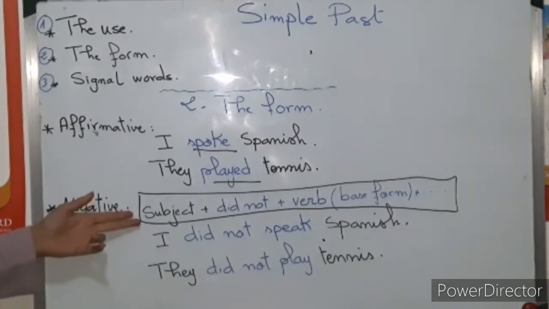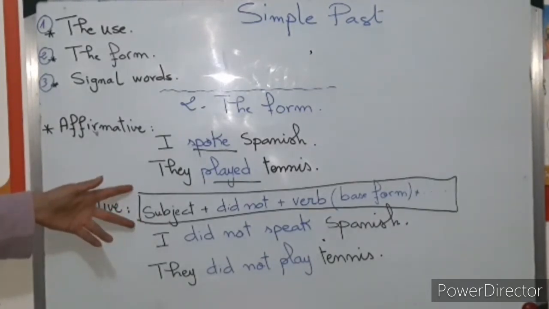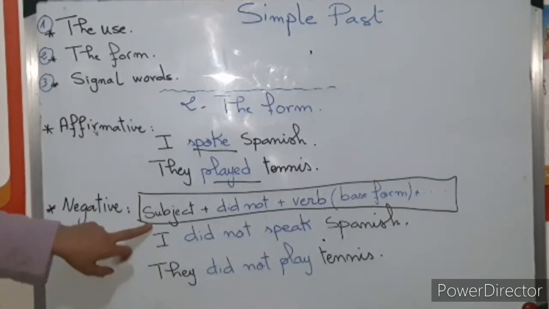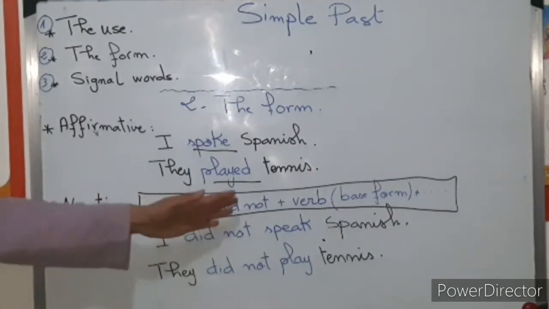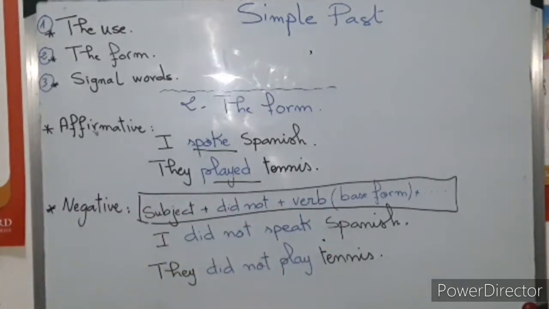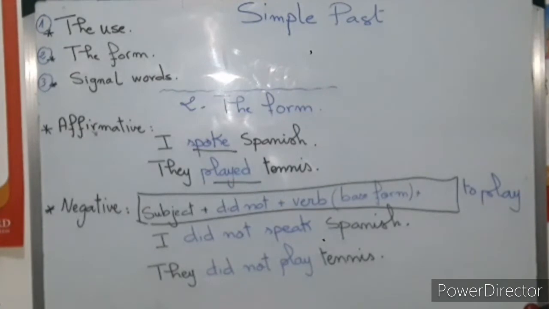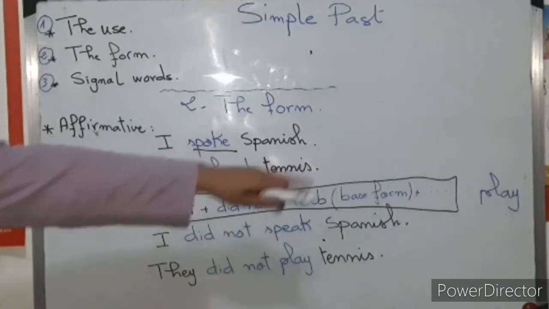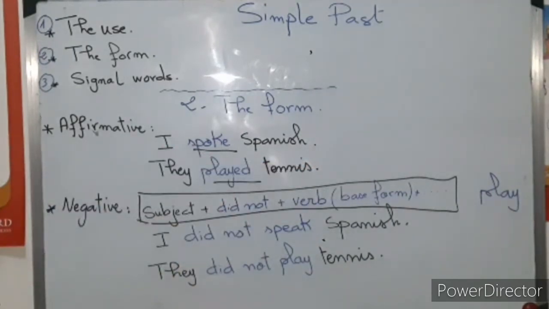For the negative, this is the form of a negative sentence. It's subject, did not or didn't, plus verb in the base form. When I say verb in the base form, I mean that the verb is in the infinitive without to. For example, to play is a verb in the infinitive. When I remove to, I keep play. Play here is in the base form, in the infinitive without to.